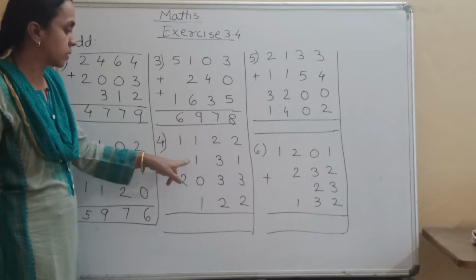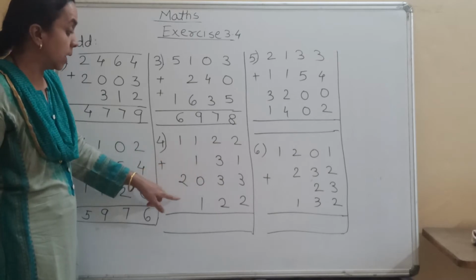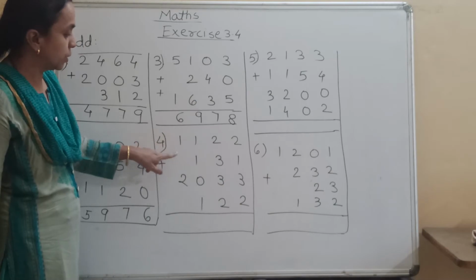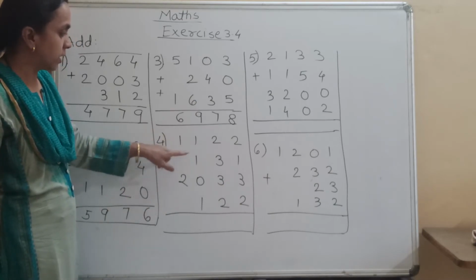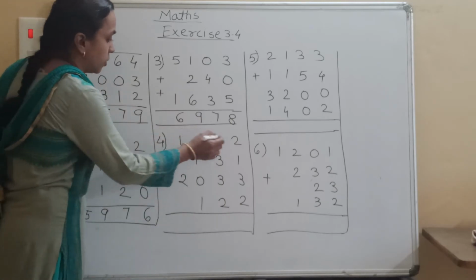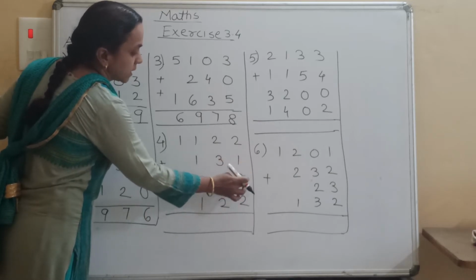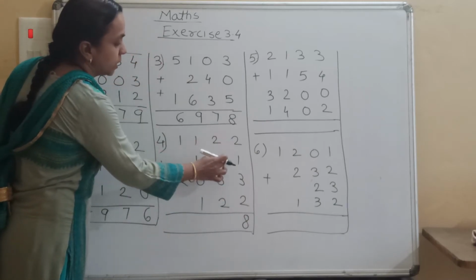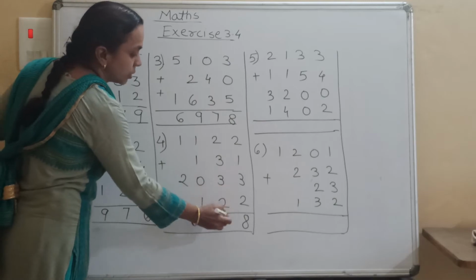1122 plus 131 plus 2033 plus 122. 1, 2, 3, 4. So 4 lines we have to add here. Don't worry. 2 plus 1, 3. 3 plus 3, 6. 6 plus 2, 8. Then 2 plus 3, 5. 5 plus 3, 8. 8 plus 2, 10.